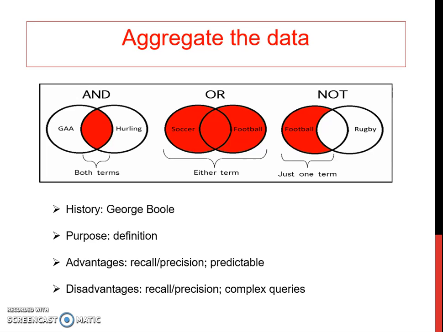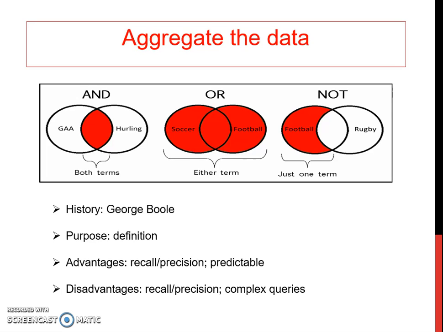Then in the middle of the drawing we have OR, which searches for soccer or football or the combination of both things. And then we have NOT on the far right of the illustration, which only searches for football, not rugby, not football and rugby combined, searching only one term.